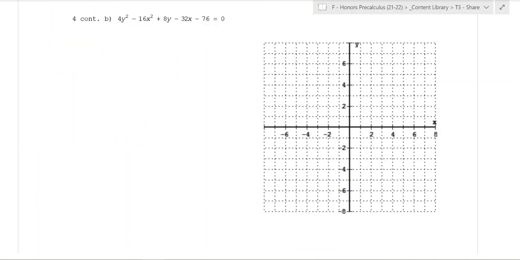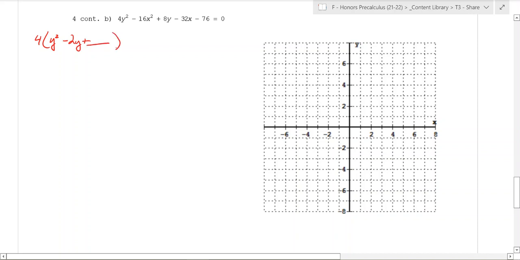So the only change right here is that we're going to have to put this into our standard form first. So let's factor out the 4 from the y term, and you get 4 times (y squared minus 2y plus something). And then you're also going to factor out a negative 16, you get (x squared plus 2x), because it's negative. And then that's going to equal 76.